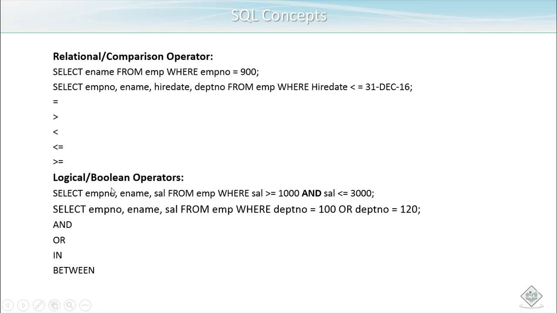Then we have the logical or Boolean operators. The logical and Boolean operators are AND, OR, IN, BETWEEN. Let's say I want to get only those employees from my employee table whose salary is between 1000 and 3000. In that case we can use the logical operators. Here we have placed the condition: select the employee number, name and salary from the employee table where the salary is greater than equal to 1000 and less than equal to 3000. Similarly, we can use the OR operator, the IN operator, and the BETWEEN operator.